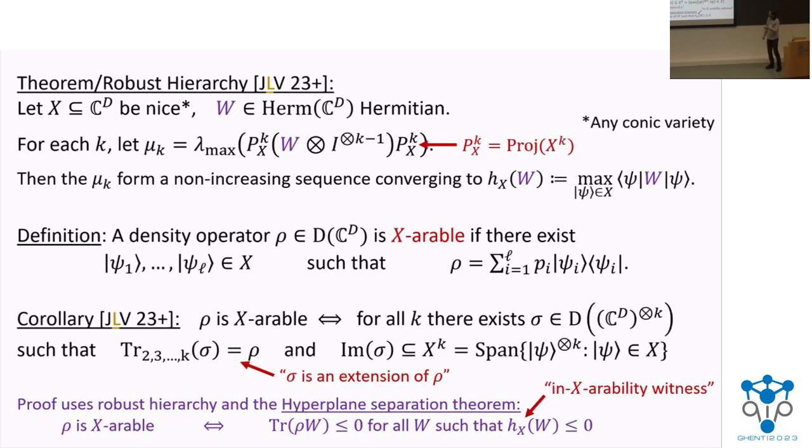So the proof of this corollary uses the robust hierarchy as well as the hyperplane separation theorem, this very basic result from convex analysis, which is the connection between exorability and this maximum overlap between a Hermitian operator and an element of X. These W's play the role of the entanglement witness when you're looking at the product states, and I'm calling them an inexorability witness for the more general setting.